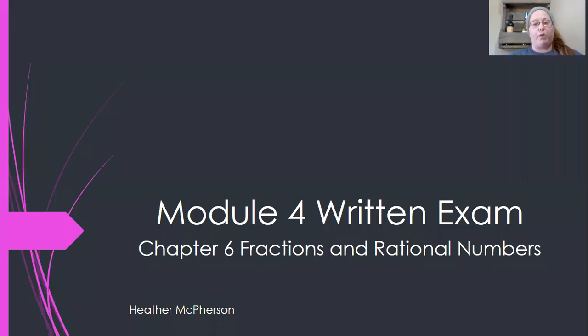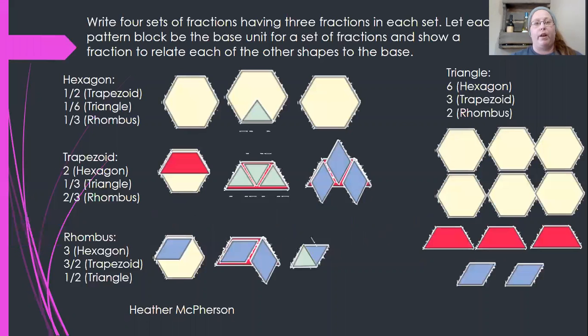Today I'm going to go over Module 4, Chapter 6, Fractions and Rational Numbers. In this module, we learned about different fractions and how they're represented. So for this question, where it says write 4 sets of fractions having 3 fractions in each set, I'm going to go over the hexagon.